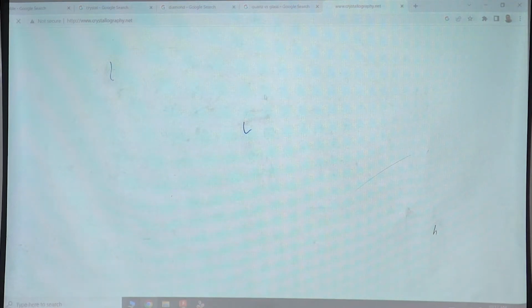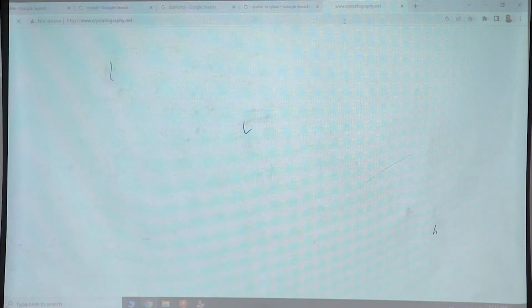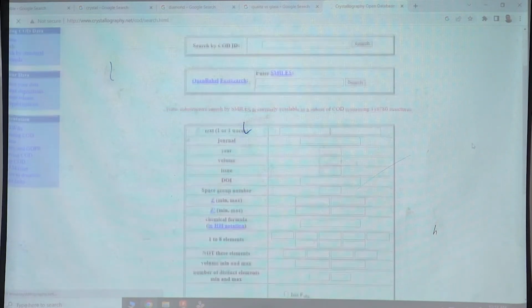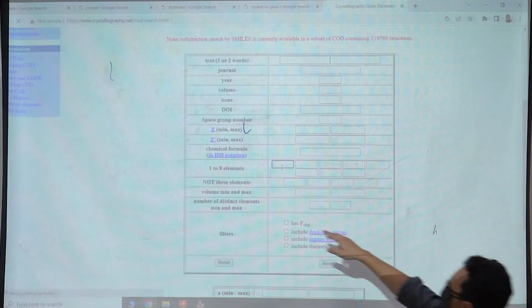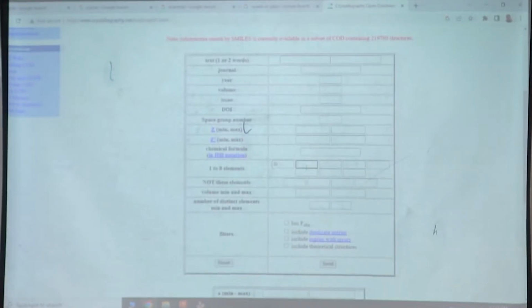Hopefully the internet is okay. So basically this open database, they curate all the crystalline material. Okay, so Crystallography Open Database. How to use this is just to give you the basic idea. Just go to search, and then if you look here, they ask you how many elements you want to put. We want to see the silicon and oxygen in quartz. So we put Si, and then we put oxygen there. Okay, and then you have this.